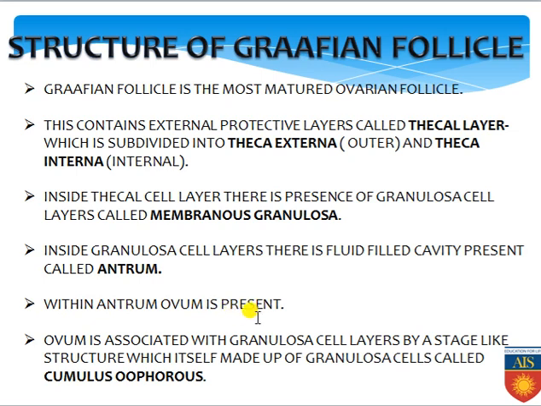Within the antrum, the ovum is present, but the ovum remains attached to the granulosa cell layer by a stalk-like structure, which itself is made up of granulosa cells, and that is called cumulus oophorus. Keep it in your mind, the ovum is associated with granulosa cell layers by a stalk-like structure, and that stalk-like structure is made up of granulosa cells, known as cumulus oophorus. So this is the overall structure of the Graafian follicle.